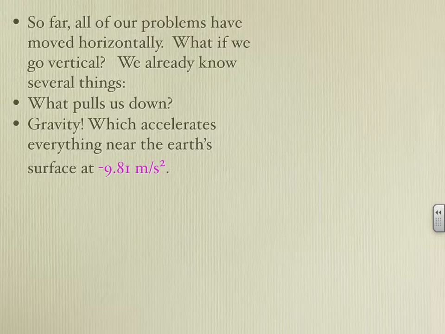Why is this negative? Because what direction does gravity pull? Down. Well, what if I'm going up? Gravity's still pulling me down. So if I take Bob and we toss Bob up in the air, so here's Bob and woohoo! Now, on the way up, Bob was getting slower, and on the way down, Bob was getting faster.